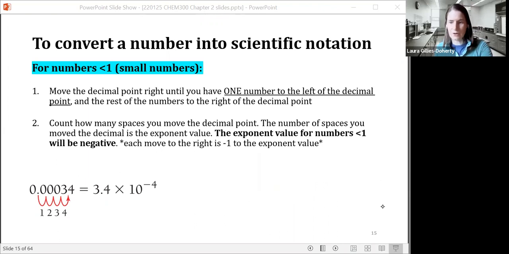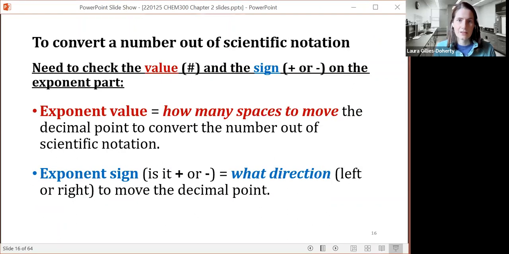We'll talk about when to drop the zeros for large numbers in scientific notation when we get into sig figs, but you'll be able to do it with large numbers too, depending on if there's a decimal point shown with the original number or not. Okay, so when you convert a number into scientific notation, you need to check the value and the sign on the exponent part. So the value of the exponent part, what n is, tells you how many spaces you have to move, and the sign on the exponent tells you what direction, left or right.